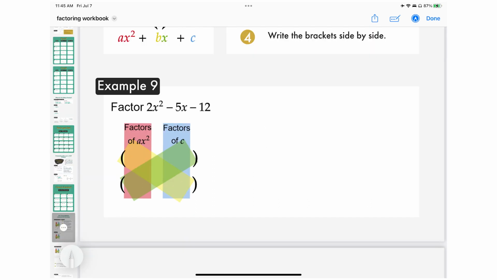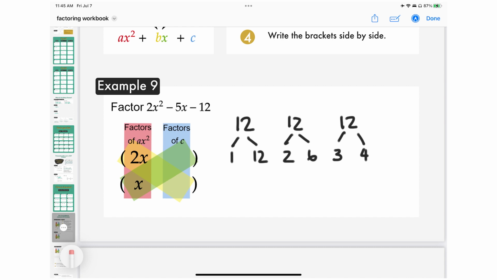But let's do an example to put it into practice. There are only two possible factors of 2x squared. My C term is negative 12, but I'm not going to worry about the negative sign right now. All that means is that one bracket will be negative, the other positive. Factors of 12 could be 1 and 12, 2 and 6, or 3 and 4.